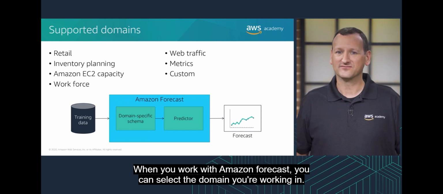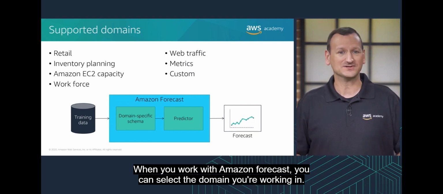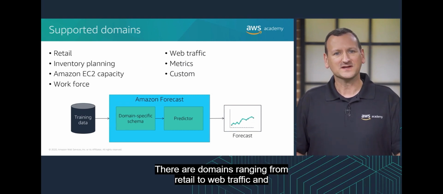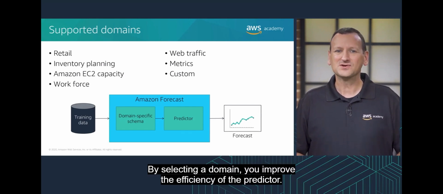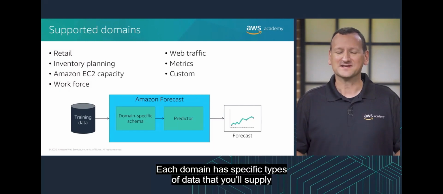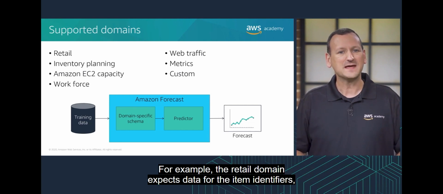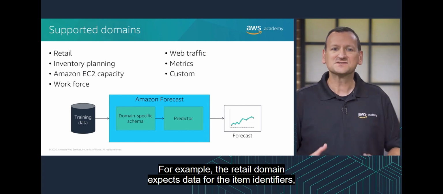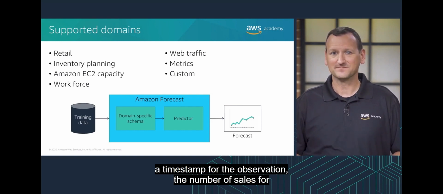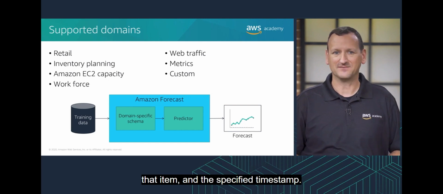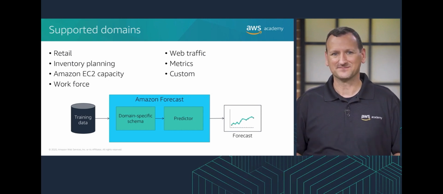When you work with Amazon Forecast, you can select the domain you're working in. There are domains ranging from retail to web traffic, and there's also a custom option for everything else. By selecting a domain, you improve the efficiency of the predictor. Each domain has specific types of data that you'll supply when you build the predictor. For example, the retail domain expects data for the item identifiers, a timestamp for the observation, the number of sales for that item, and the specified timestamp.